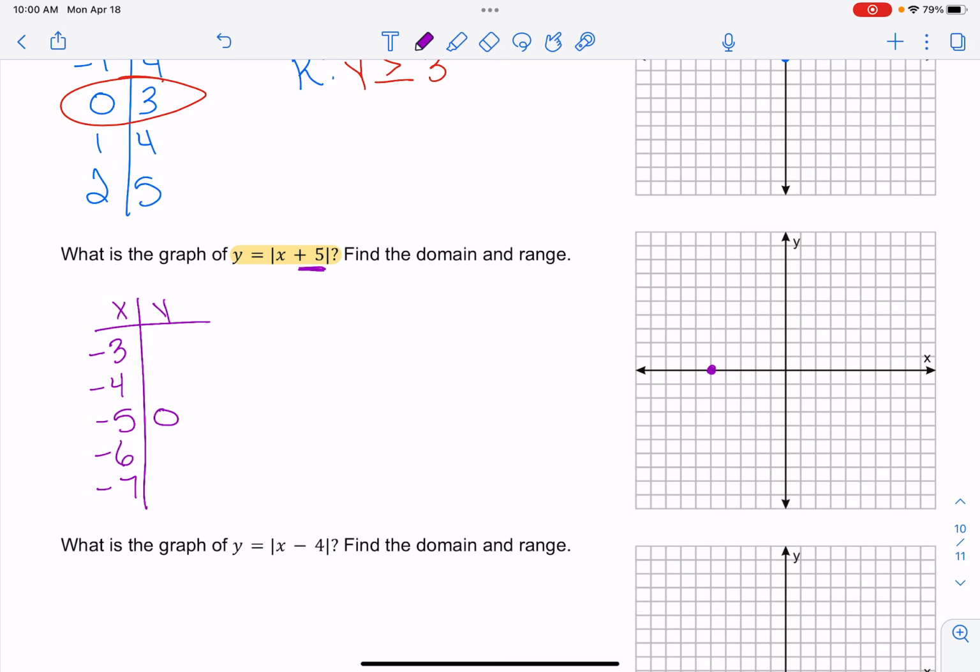So when we plug in -4, we would have the absolute value of -4 plus 5. And that's going to give us the absolute value of 1, which is just 1. Well, that means that -6, whenever we plug that in, it also has to be 1. I'm going to make these look more like 1s because of this absolute value concept. I don't want us to get confused. And then when we plug in the absolute value of -3 plus 5, we get the absolute value of -2, which just gives us +2. And then whenever we plug -7 in, we would get +2 there as well. So now we can plot these points.